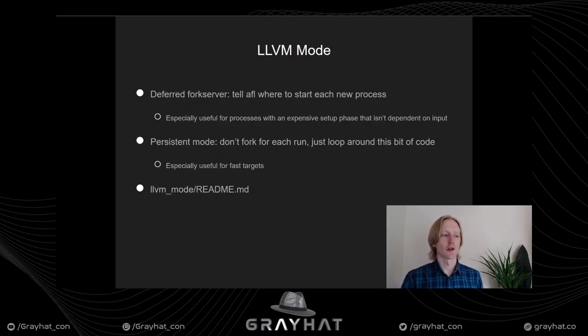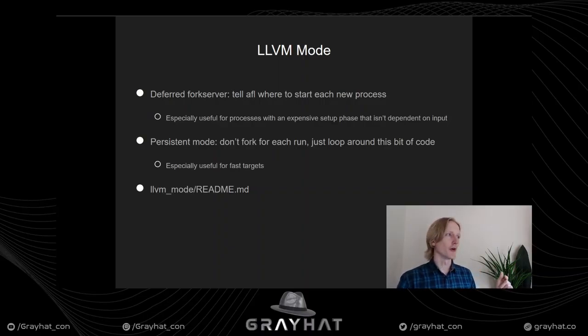So deferred fork server says to AFL, only fork off a new process once you've reached this point in the program, during the startup of the program. Which means that any significant work the program does to start up, reading in config files, initializing variables, doing whatever it does, you can amortize so it only happens once, and then AFL takes a snapshot of the program and starts forking off its copies.